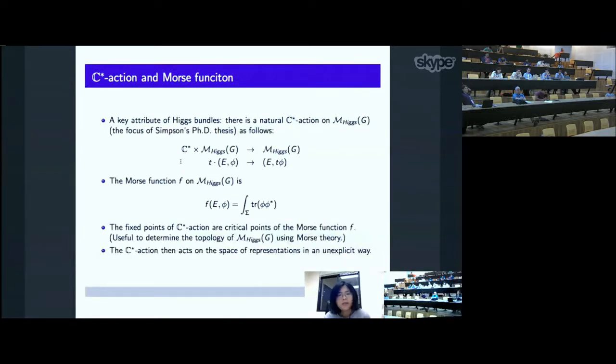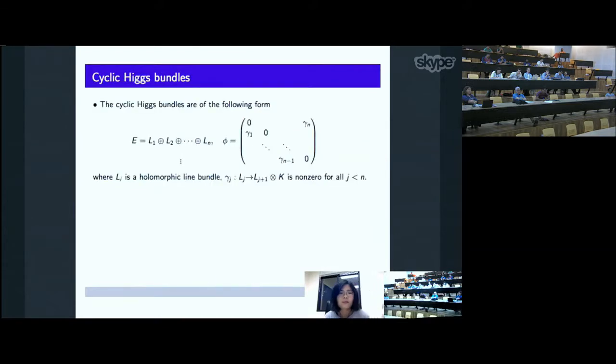And because of the non-abelian Hodge correspondence, we can see this C-star action also acts on the space of representations, but it acts in an explicit way. Okay. So now we introduce cyclic Higgs bundles.